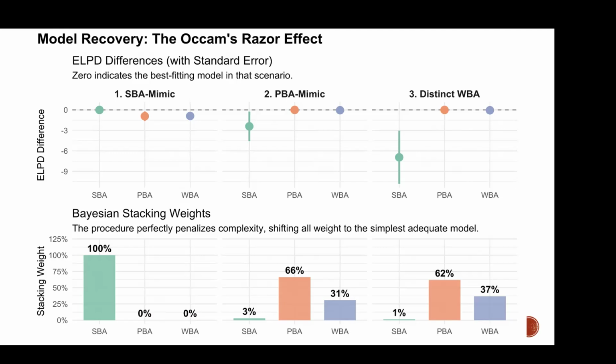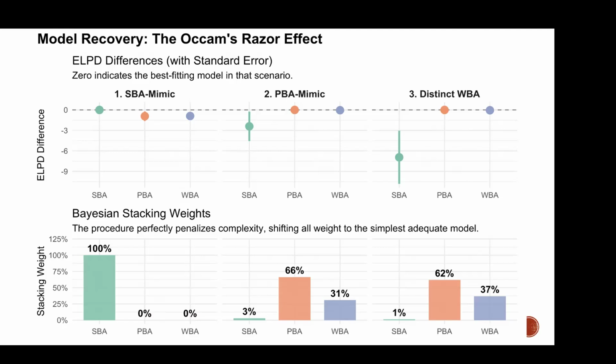So in that sense, from these three scenarios, what we learn is that we can for sure discriminate away the SBA, the simple Bayesian agent, but that given that the WBA is so bad at estimating kappa, we're not really that good at discriminating between PBA and WBA.